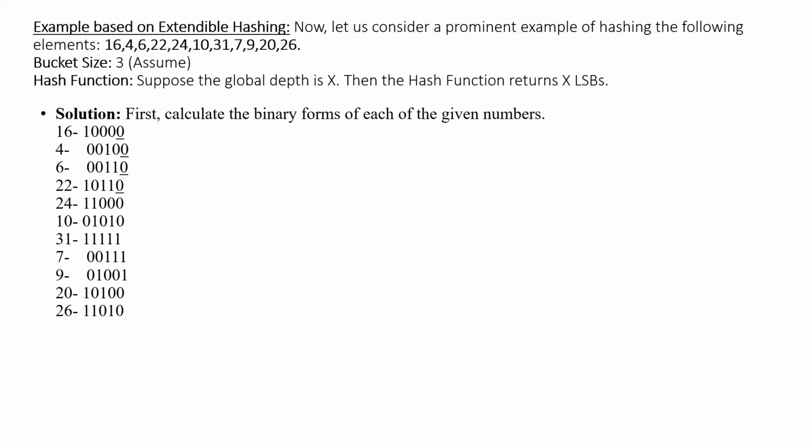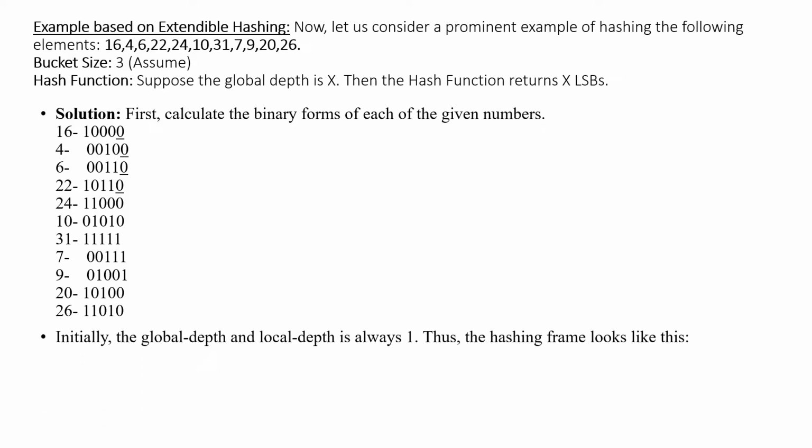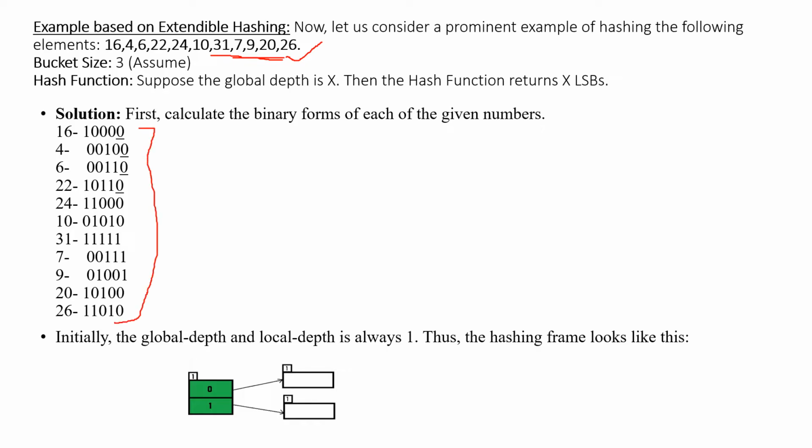According to the extendable hashing algorithm, the first step is to analyze your elements. Is it a string, character, float, or integer? If it is a string or character, you have to take its ASCII value. Here I have analyzed that my data is integer. The next step is to convert all these numbers into binary format, so I have converted all my elements into binary format.